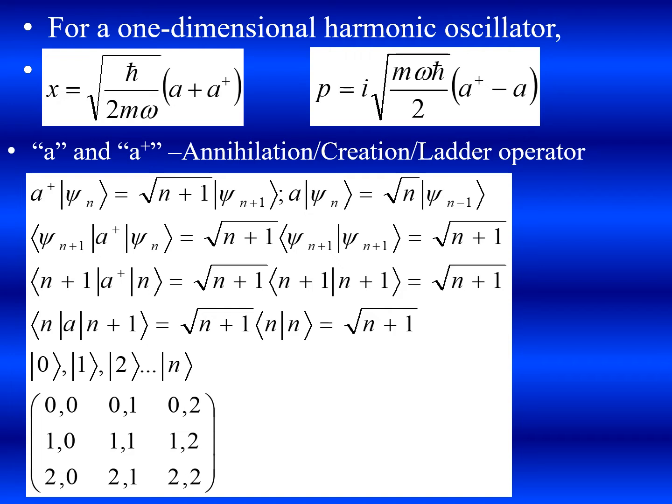When a† acts on the ket ψn, it is equal to √(n+1) ket ψn+1. Similarly, when a acts on ket ψn it is equal to √n ket ψn−1. So if you multiply with the bra ⟨ψn+1|, you get ⟨ψn+1|a†|ψn⟩ equal to √(n+1). And similarly for a, if you represent this in terms of matrix, instead of ψn+1 you can represent it as n+1. So it is ⟨n+1|a†|n⟩ equal to √(n+1). And for a, it is ⟨n|a|n+1⟩ equal to √(n+1). For all other combinations, it is 0.